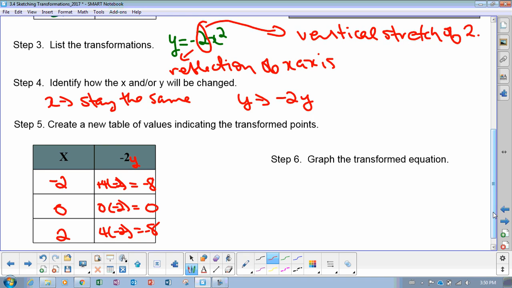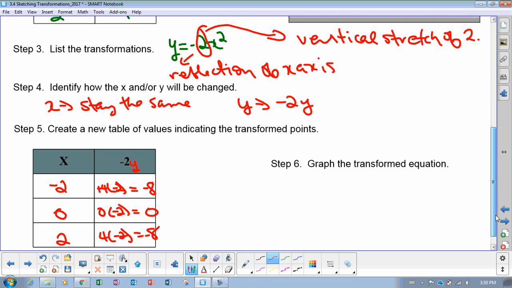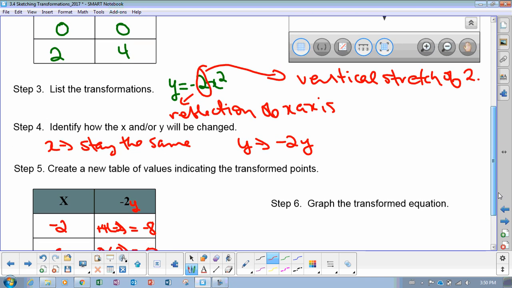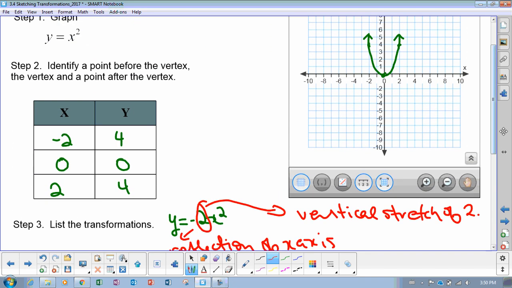So right away I know that my parabola should be flipped or reflected, and I know that it is going to be skinnier because it's been stretched. I still have a point at 0, 0, but now I'm at negative 2, negative 8 as one point, and 2, negative 8. So this parabola, my hand's a little bit shaky, looks like this. As you can see, hopefully a little bit, it has become skinnier. Okay, so let's do another one.